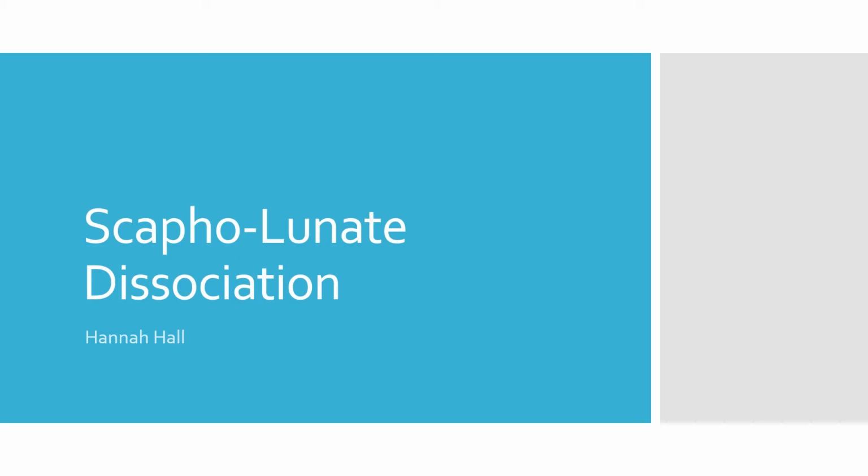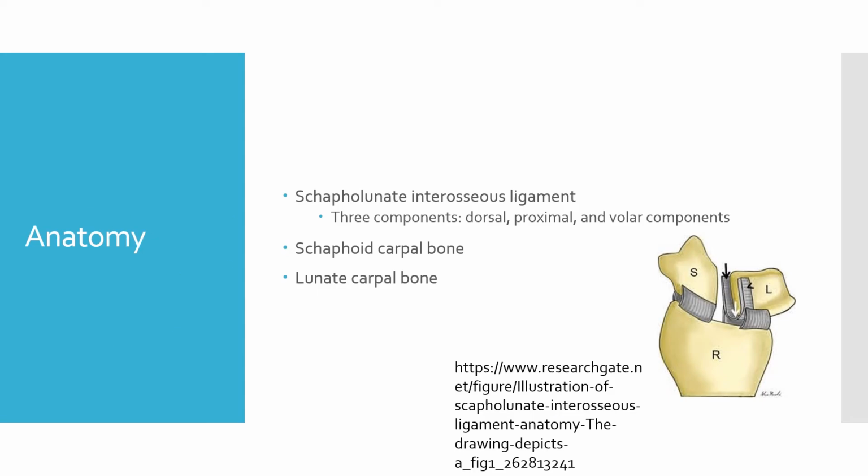My presentation was over Scapholunate Dissociation. The anatomy for this is the scapholunate interosseous ligament, which has three components: the dorsal, proximal, and volar components, the scaphoid carpal bone, and the lunate carpal bone.